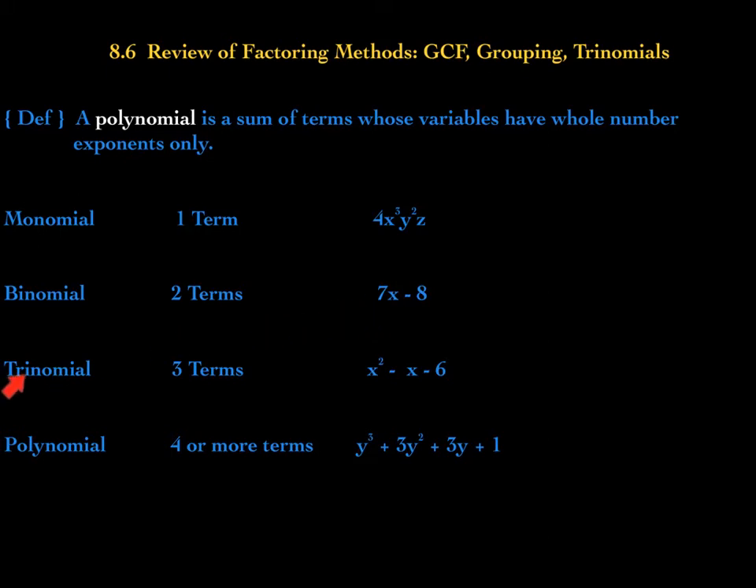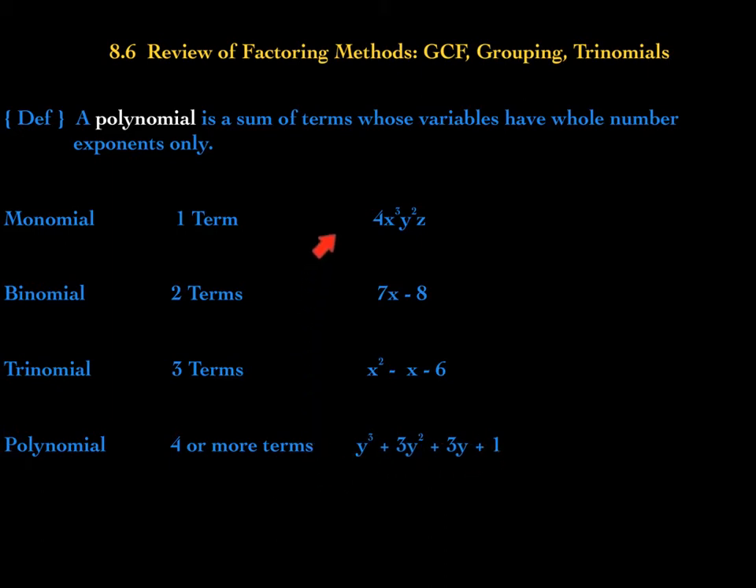A trinomial is a polynomial of three terms, the prefix tri meaning 3. X squared is the leading term, negative x is the second term, and then negative 6 is the third term. Any polynomial that has four or more terms is just called a polynomial, poly meaning many. Here's an example of a polynomial of four terms.